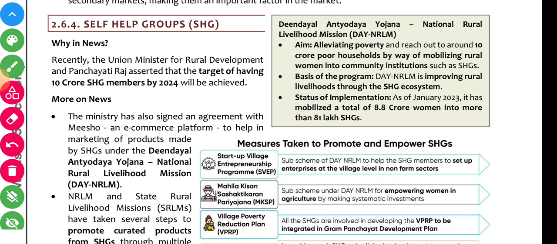Self-help groups: target of having 10 crore self-help group members by 2024. So this is in news and related to self-help groups, that the government announced that the target of having 10 crore self-help group members by 2024 will be achieved.